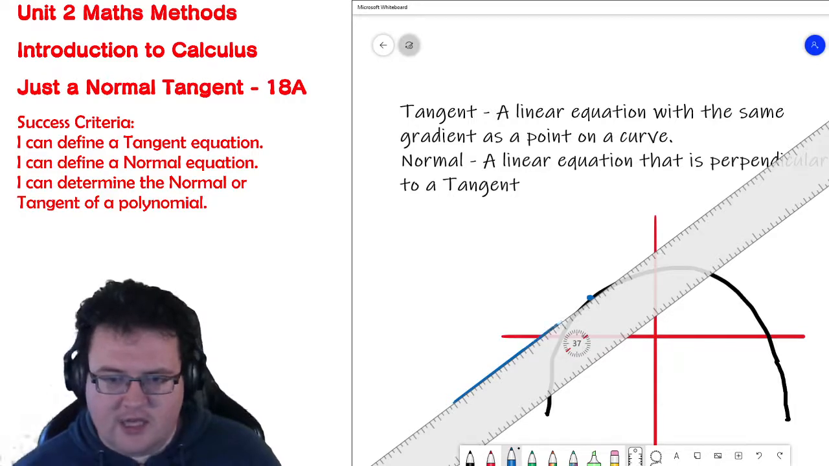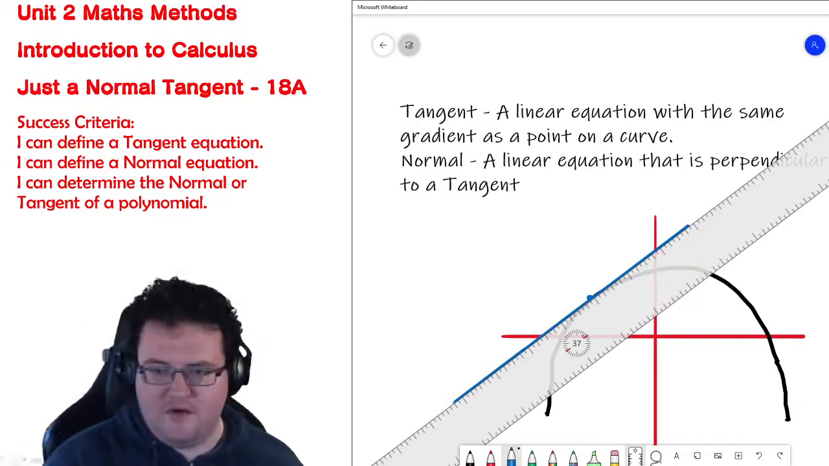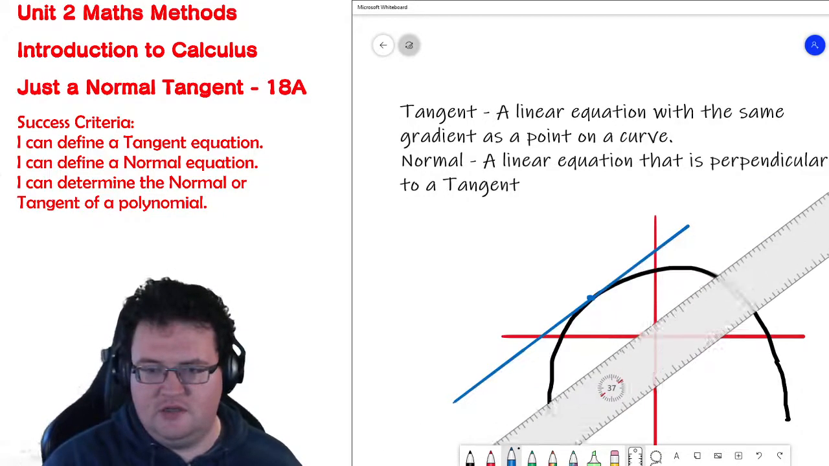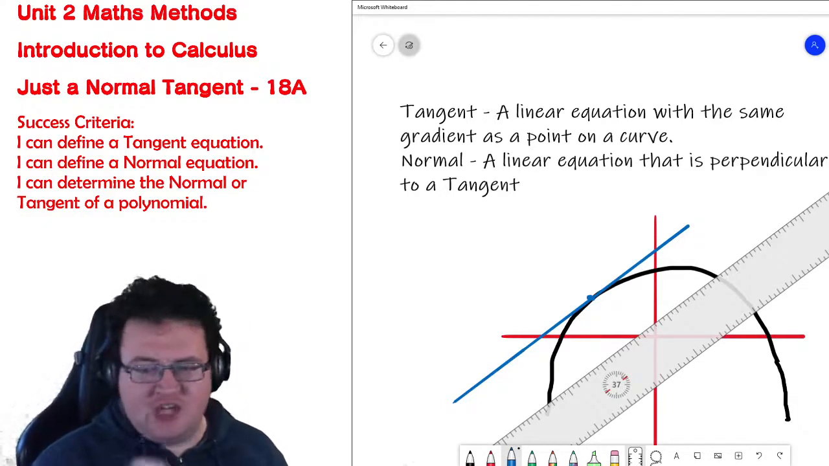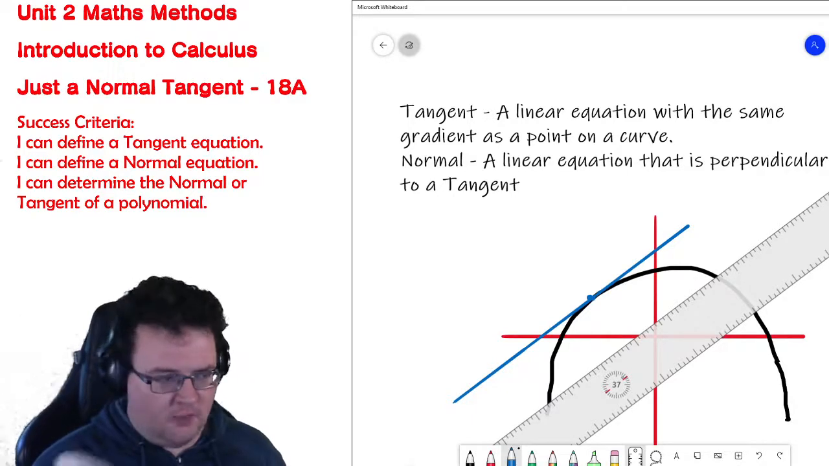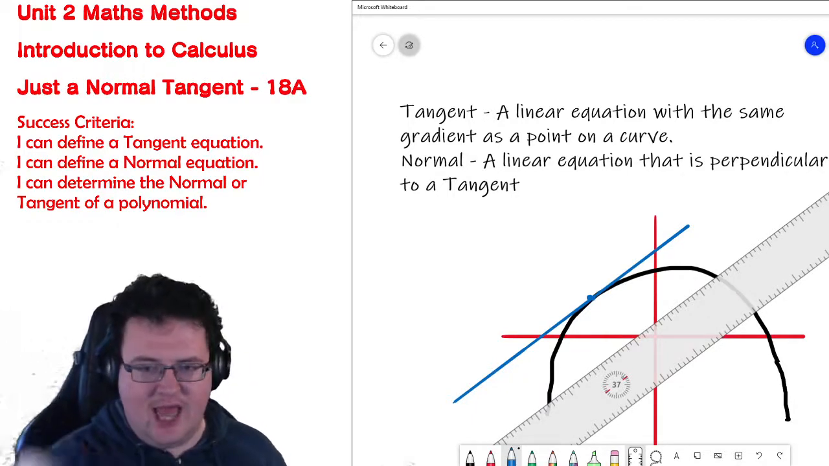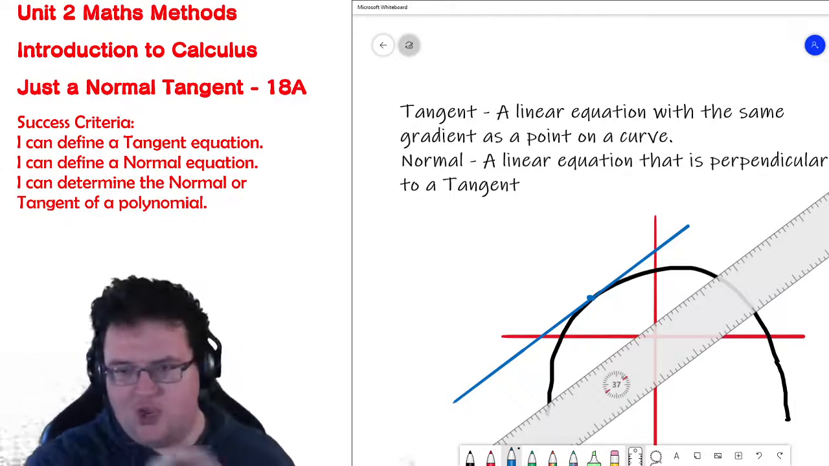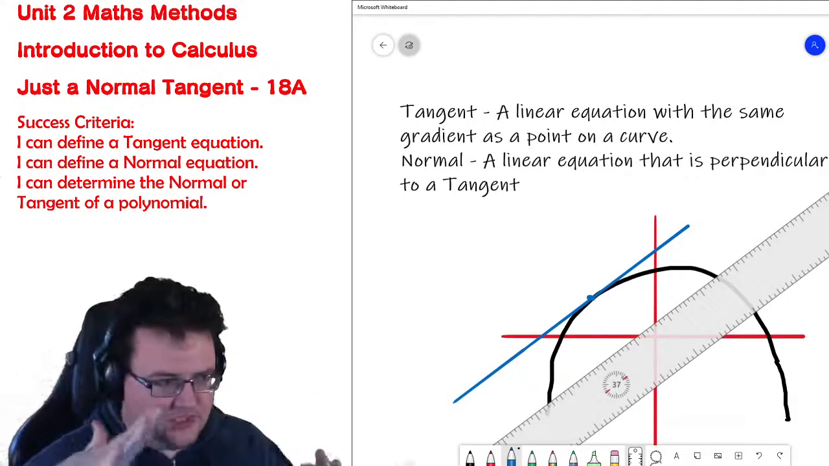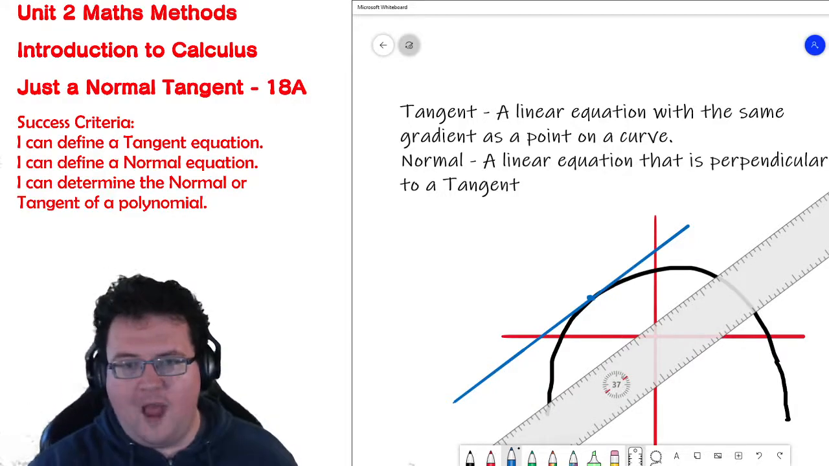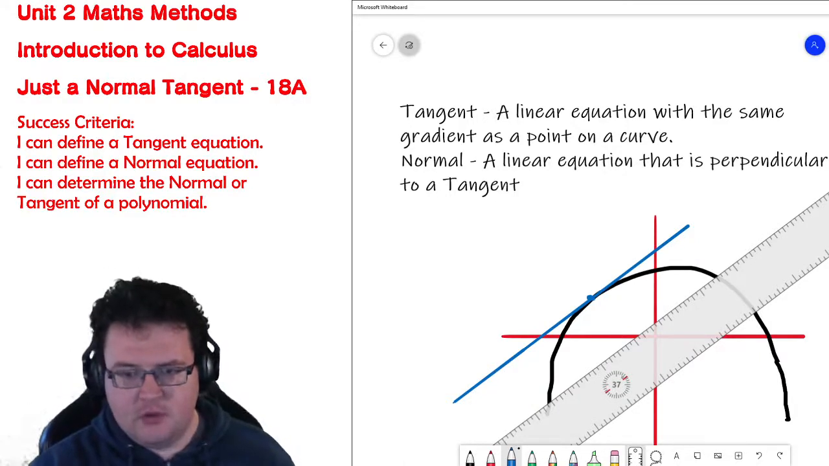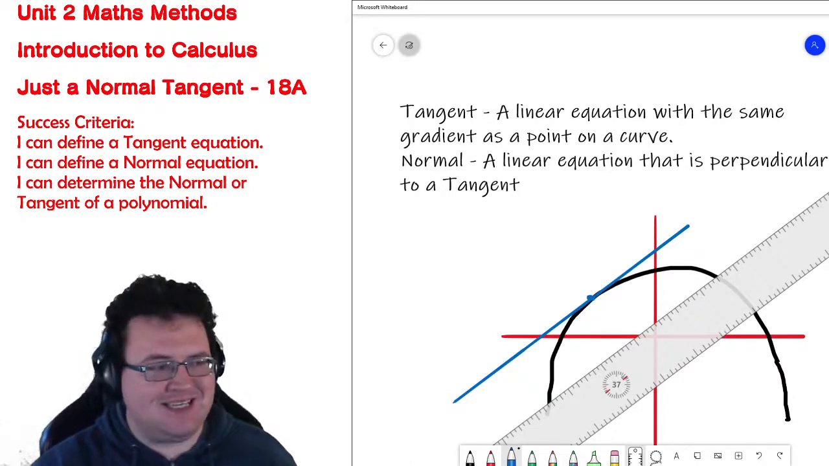And the idea behind the tangent, and obviously it's poorly illustrated by my graph drawing abilities on the Wacom, is that the only time the tangent touches the curve, on a parabola especially, is at that one point and nowhere else. So they just touch and skim off. All right. A normal though is perpendicular to the tangent.